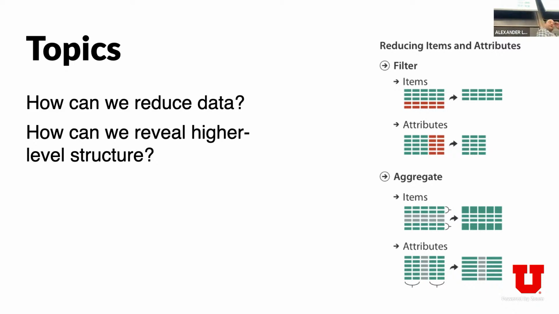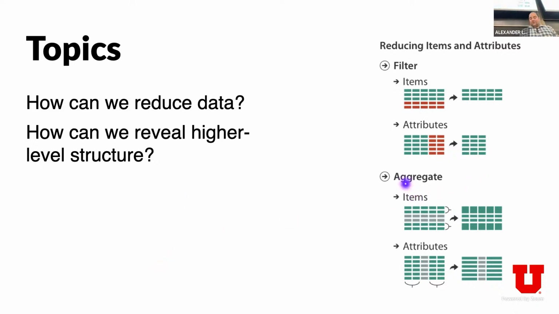Okay, and so the two things that we want to think about today are, fundamentally, how can we reduce the data, either by filtering, or by revealing higher level structure, right? You can remove some items that you don't care about, or you can replace the items you had with something that is more informative about your data, without forcing you to visualize all of the items.